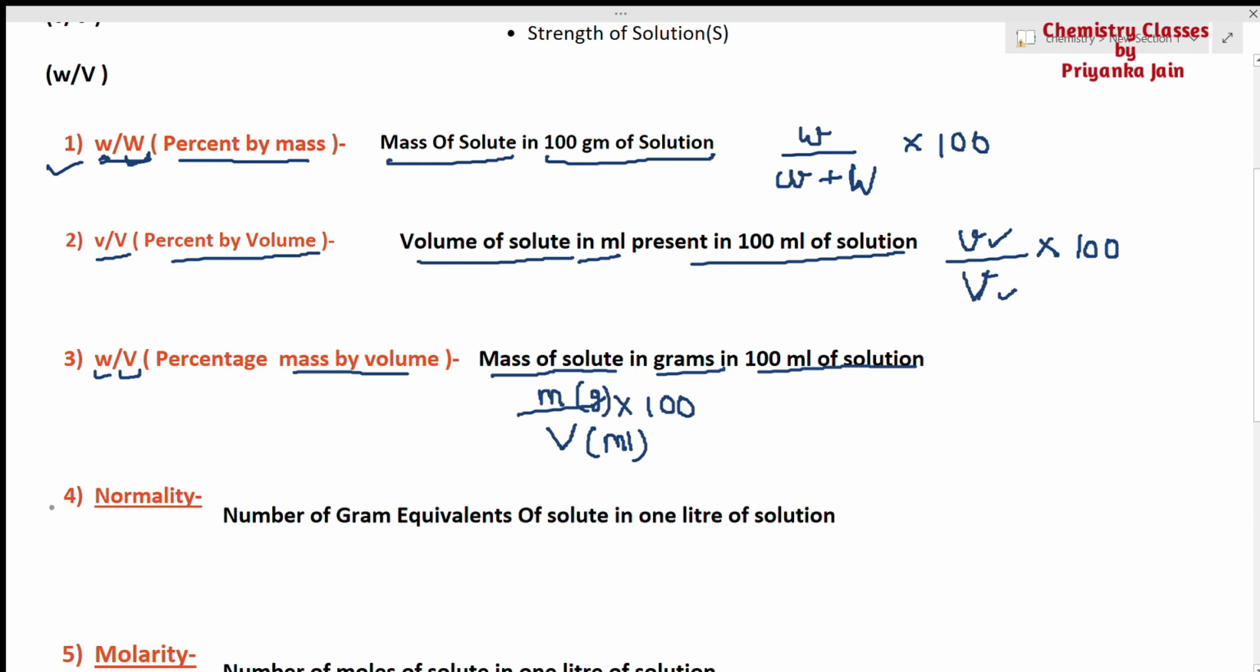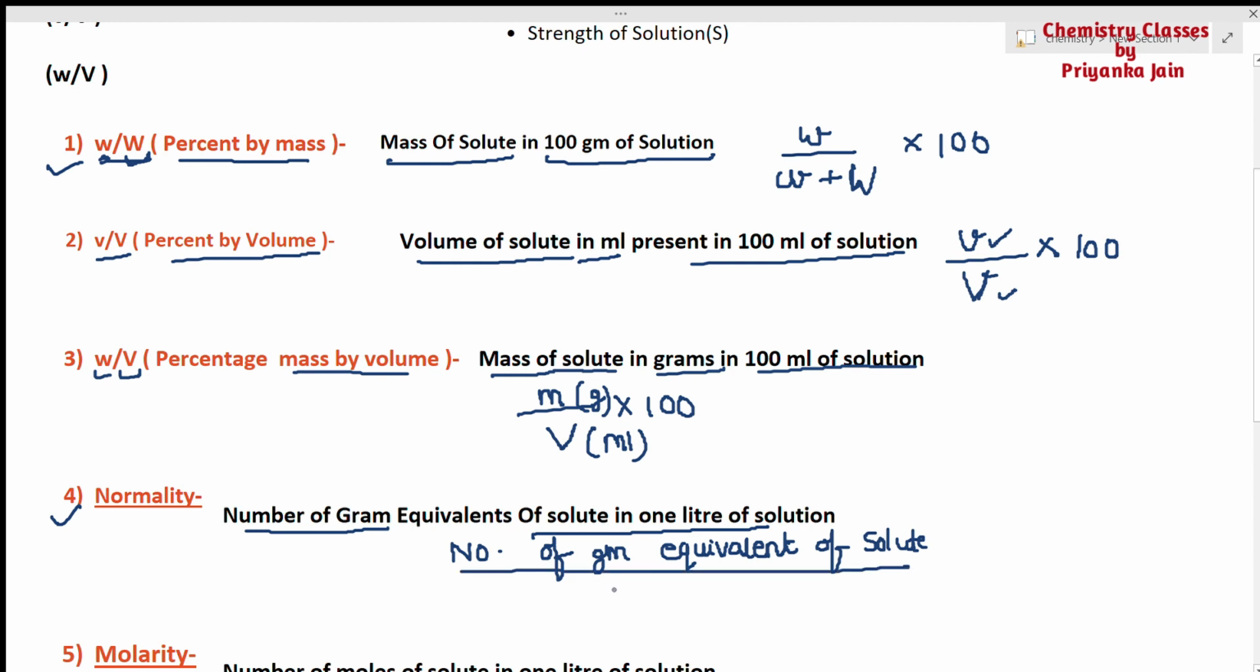Now see another important term, that is normality. Normality is a very important term, that is the number of gram equivalents of solute that is present in 1 liter of solution. And for this, what you have to do? Just you have to see the number of gram equivalents of solute divided by the volume of the solution. This should be in liter, so that you can get the normality. This is the formula for the normality, right?